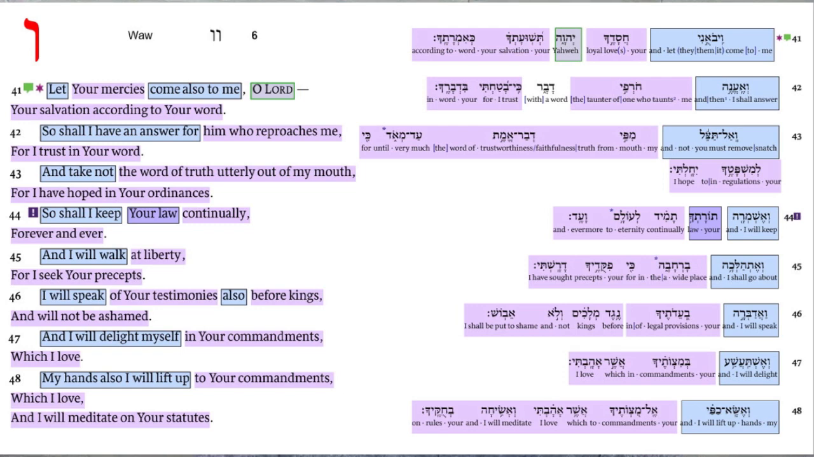So verse 44, so shall I keep your law, and that's the idea of holding it to himself. I'll hold it, guard it, keep it, and do so in a continual manner, not just when it's convenient or easy, but at all times. And he says forever, even forever. And then he says, and this one I love, I will walk at liberty, for I seek your precepts.